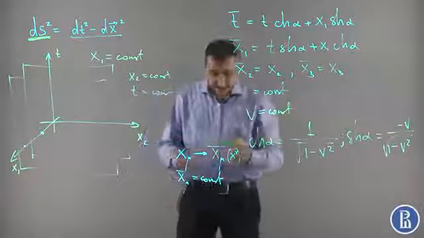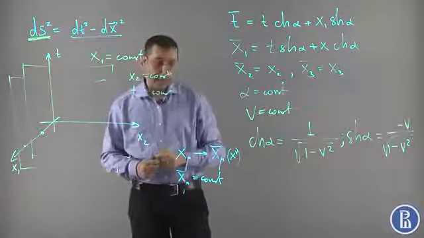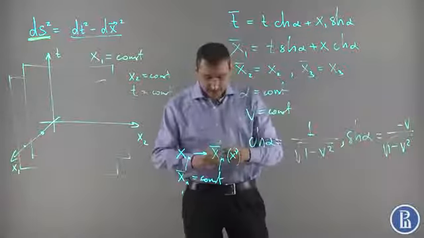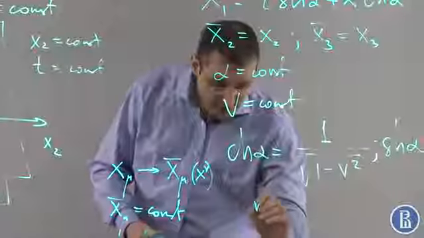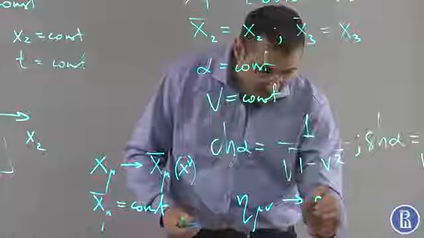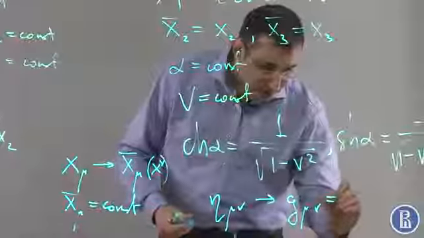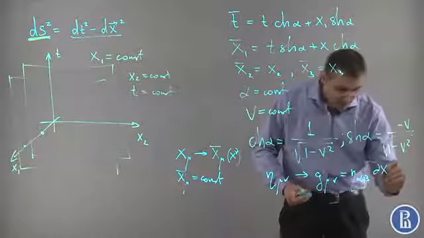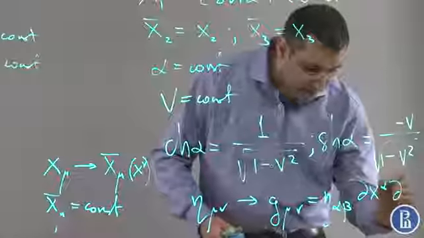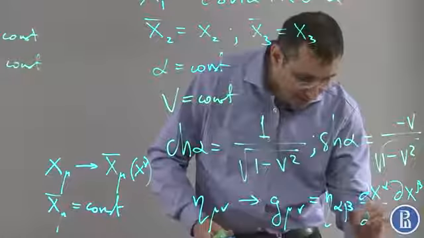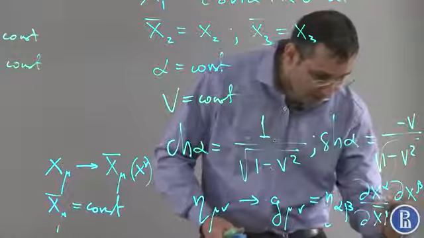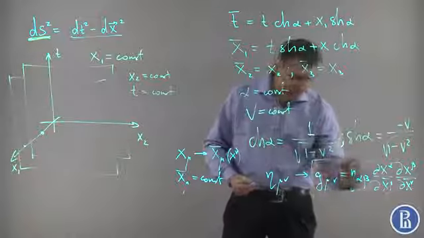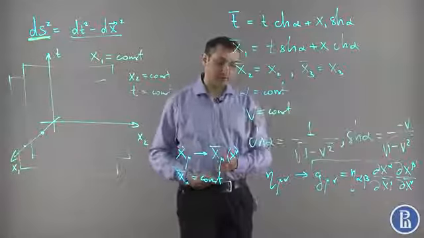For example, the metric, as we will discuss in the next lecture, changes as follows. We go from eta mu nu to a metric tensor g mu nu, which is as follows: dx alpha dx beta divided by dx mu bar dx nu bar. And we will discuss this transformation in greater detail in the next lecture.